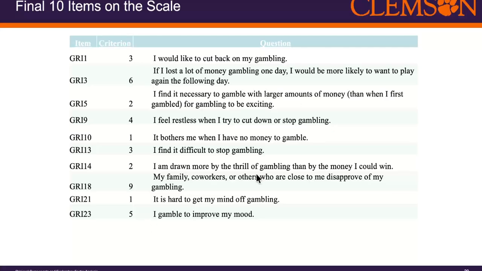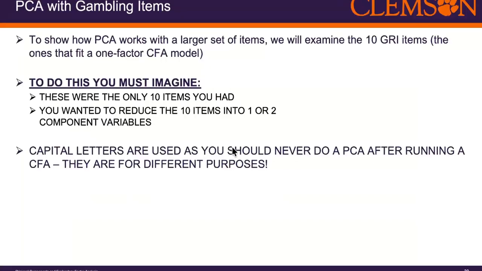I took 10 items to really show how this works. These are the 10 items that really worked well together. We're going to do a principal components analysis with the 10 items to see if it fits a one factor model itself. Now, to do this, we have to imagine that these were the only 10 items we had and that we wanted to reduce those 10 items into really one or two.